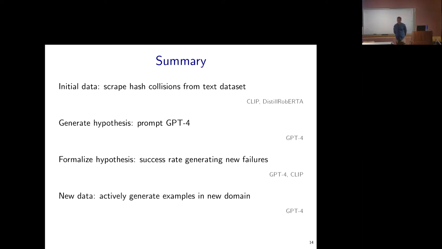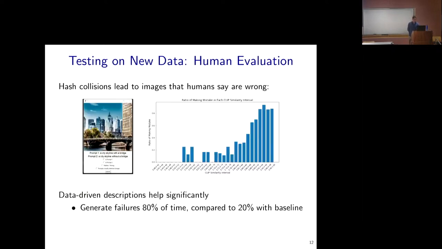Yes? Did you see any differences in failures that didn't have high CLIP similarity? Like maybe a different mechanism was causing a failure? Oh, you're saying the stuff around here, like why? Yeah, exactly. It's a good question. I actually don't know. I didn't look into it, but I'm curious about it. So yeah, thanks for asking that.